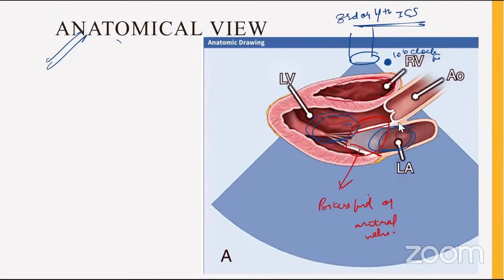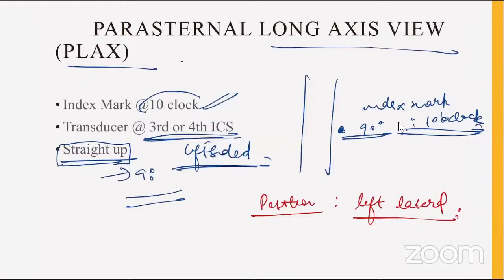We have this right ventricle here. This is LVOT, that is left ventricle outflow tract. And then we have this aorta here. Okay. So this is how the anatomical structures will look in a parasternal long axis view. We can also see interventricular septum here and posterior wall here. Behind the posterior wall, there is this pericardium. This is an anatomical view.